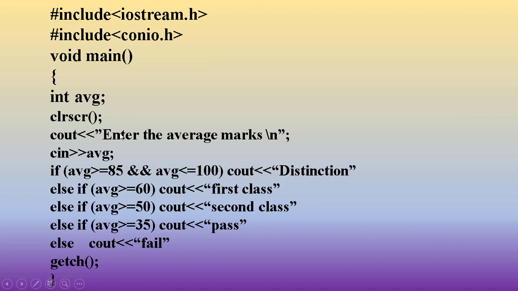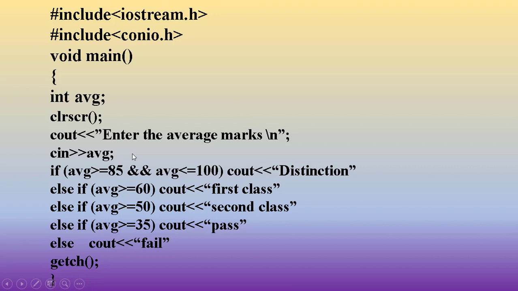Okay, so see, cout, enter the average marks. We are entering the average marks, for example 90. 90 means it will check the condition, yes it's greater than 85 and it will print distinction. Suppose the average marks is 65, then it will come to the first condition, 65 is greater than 85, no, it is less than 85, so it goes to the next condition, 65 is greater than 60, yes it is greater, so it will print first class.